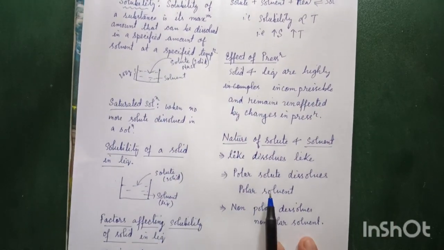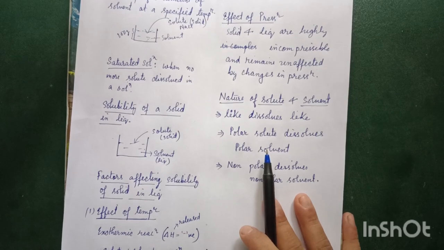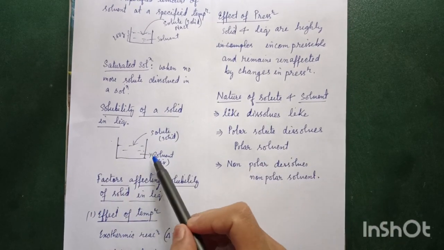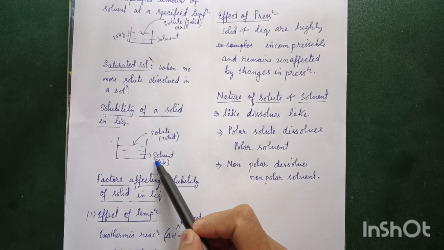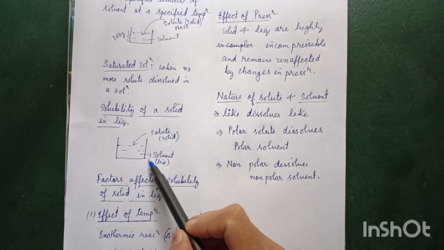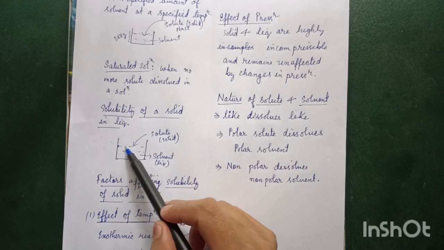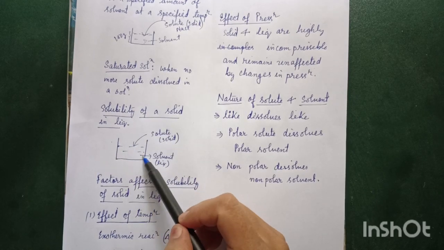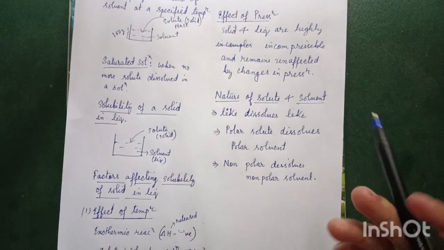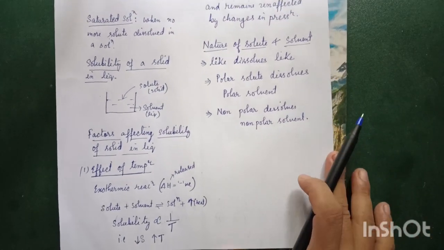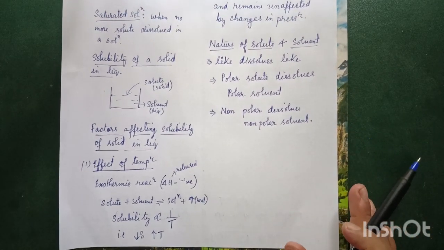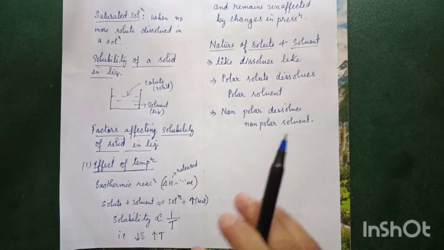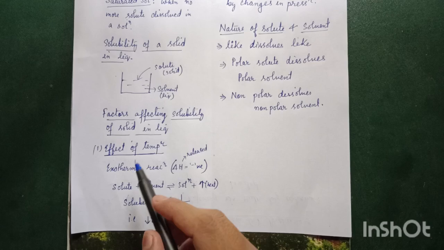Now let us discuss the solubility of a solid in liquid. Here your solute is a solid and your solvent is in the liquid phase. Now let us discuss the factors affecting solubility of solid in liquid. Here we'll discuss the effect of temperature.